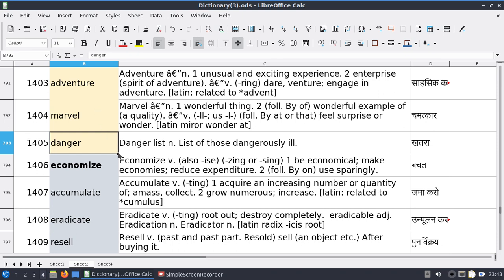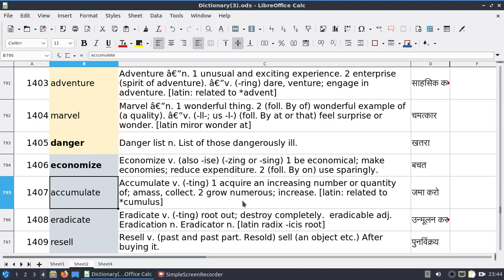Danger means khatra, right? So jeopardy is equal to danger. Economize. Economize, being economical, means being prudent, using lesser resources. Okay. Accumulate. Accumulate is gathering things, acquiring increasing number or quantity.